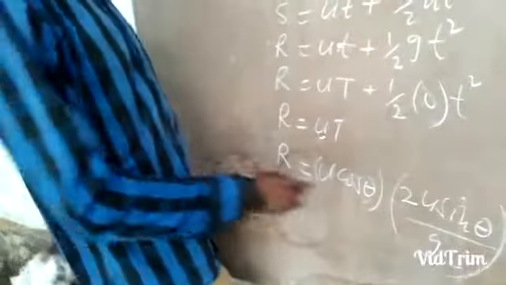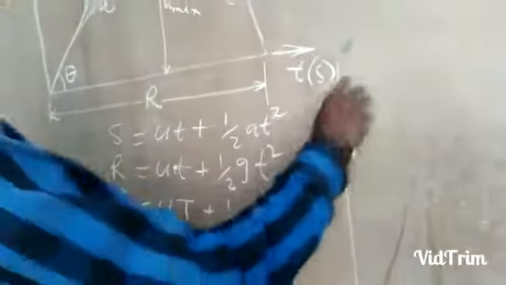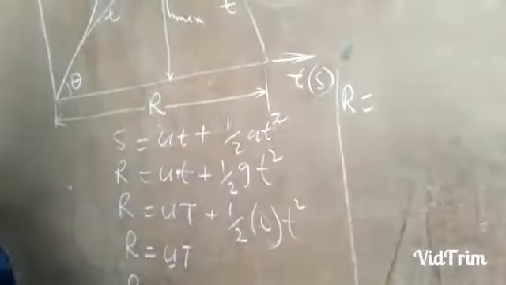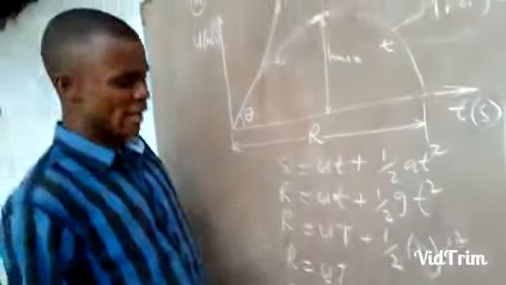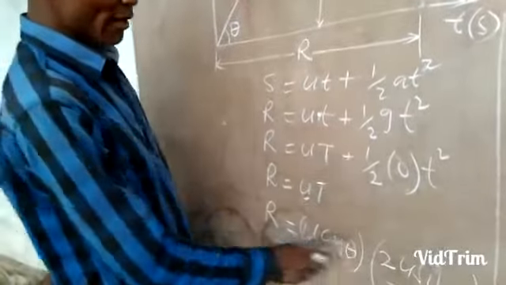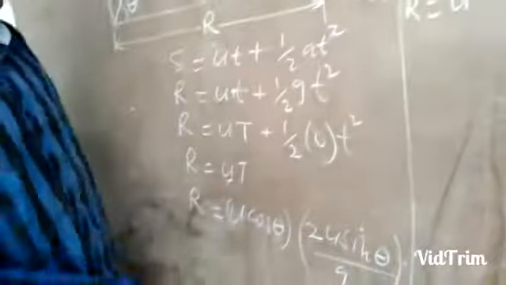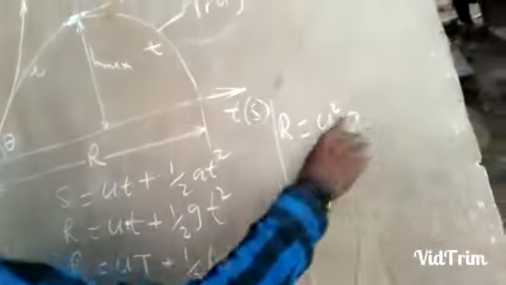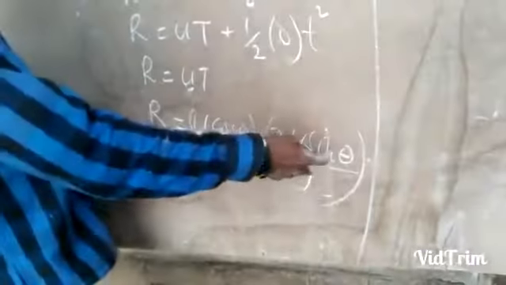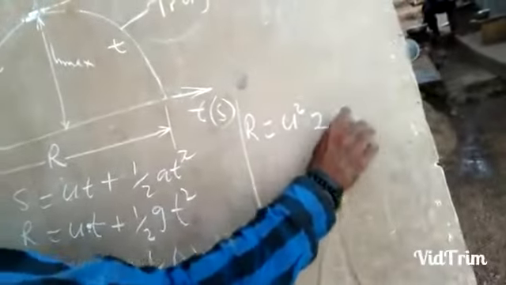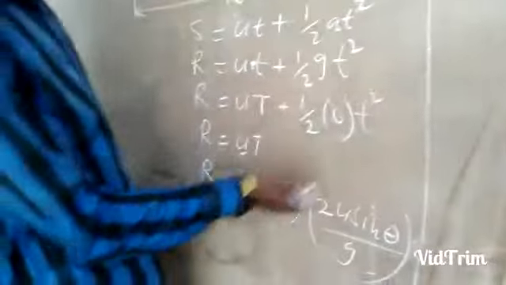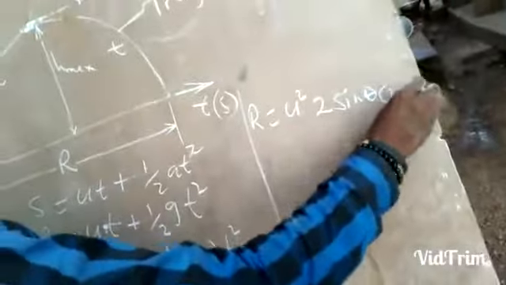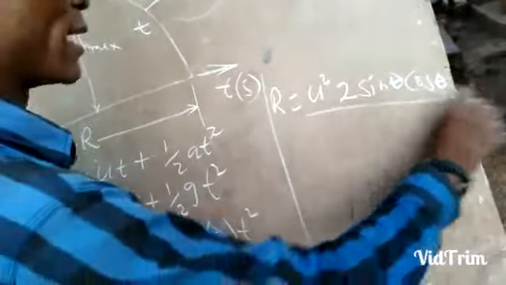So if that is the case, I will take that up here and write the range equals. If I now write the range, I will have u times u here. This u times this u becomes u squared. This 2 is what I have written here. This sine theta is what I have written here. This cos theta is what I have transferred. Everything has to be divided by g, this g that you see.